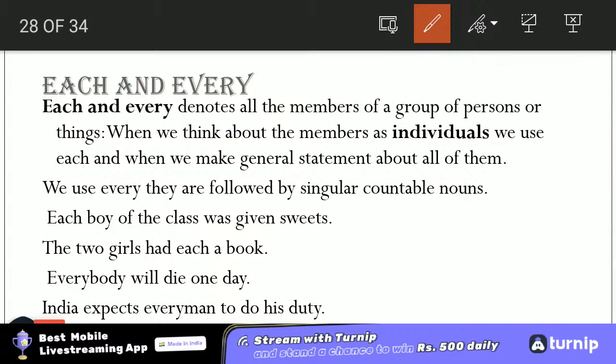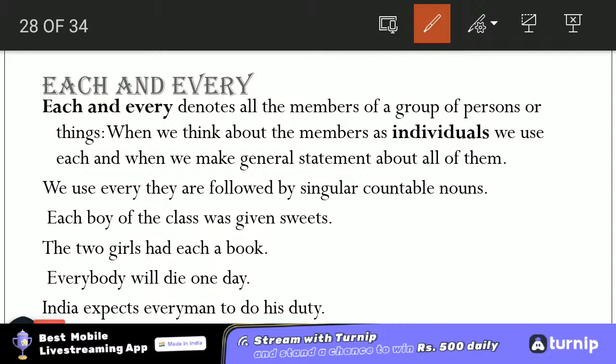The next is each and every. See students, each and every denotes all the members of a group of persons or things.